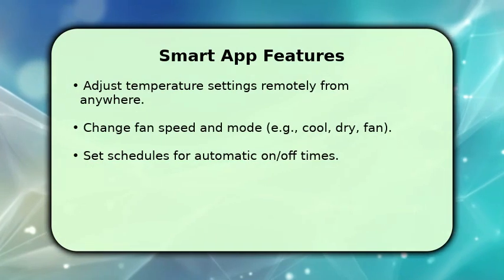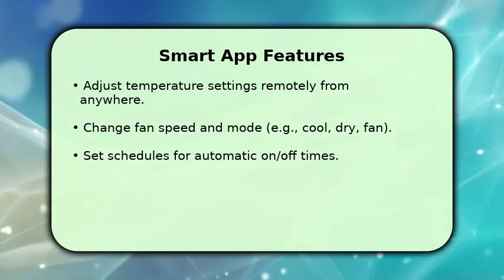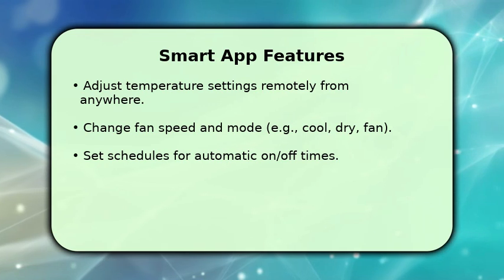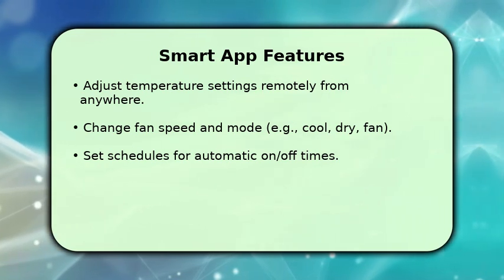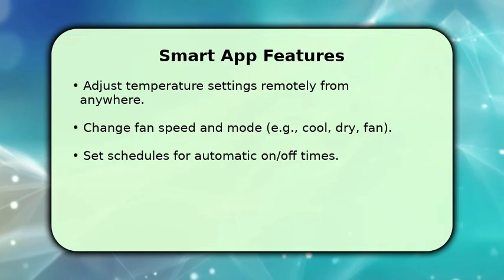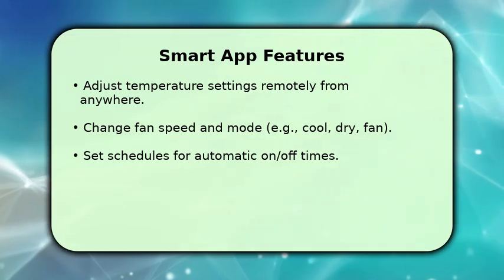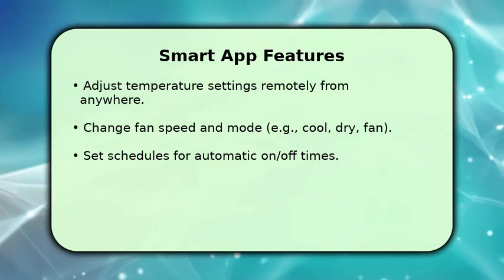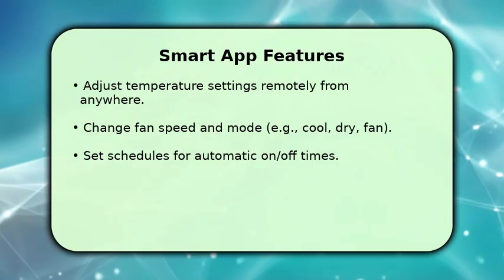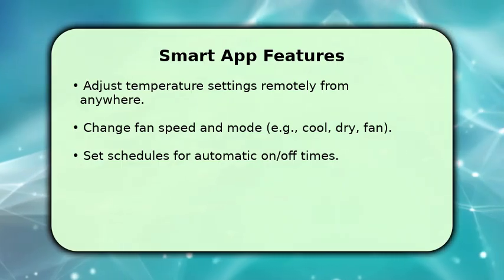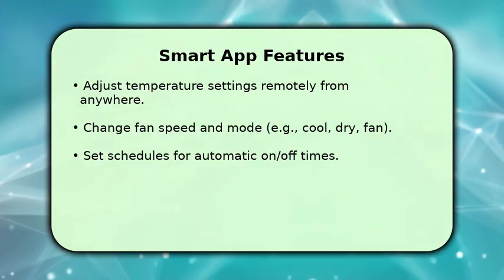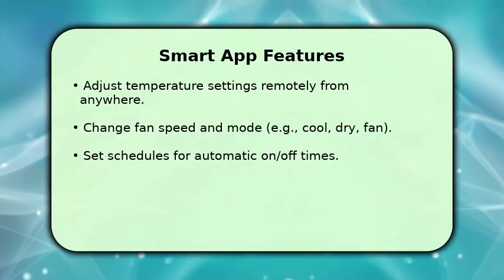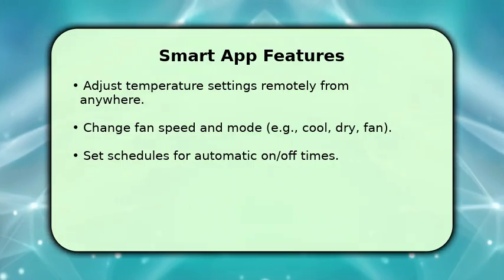Once connected, the Smart app unlocks a range of convenient features. You can adjust the temperature with precision, changing it by as little as 1 degree Celsius or Fahrenheit. Easily switch between cooling, drying, or fan modes, and set fan speeds from low to high. Schedule your AC to turn on or off at specific times, saving energy and ensuring comfort before you arrive home.